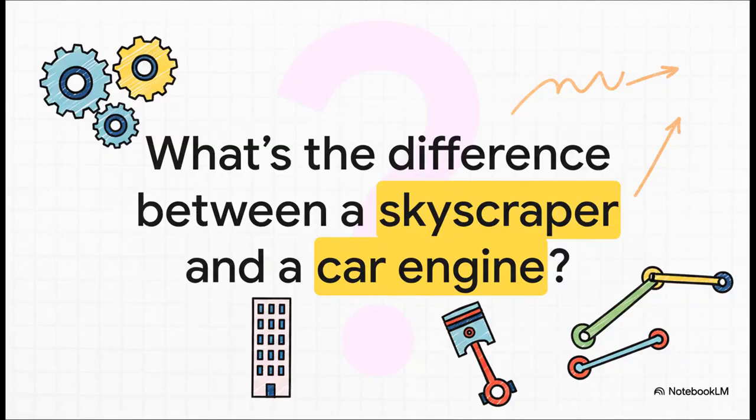So let's kick things off with a little puzzle. What's the real difference between a skyscraper and a car engine? I mean, they're both amazing pieces of engineering, right? But one is designed to stay perfectly still, to fight against motion. The other one, well, its entire job is to create motion. And that single idea, that difference, is where our whole story begins.